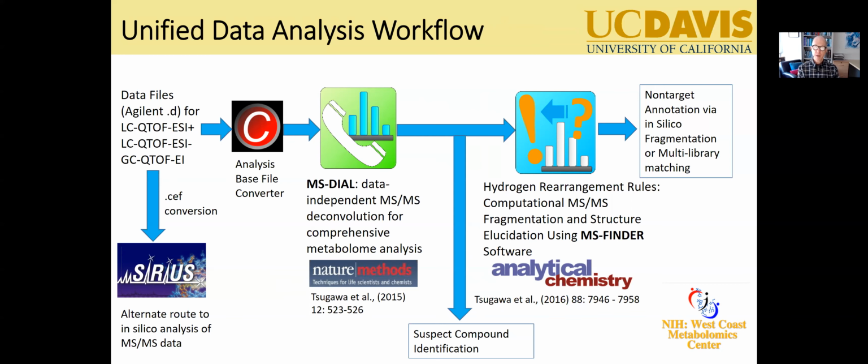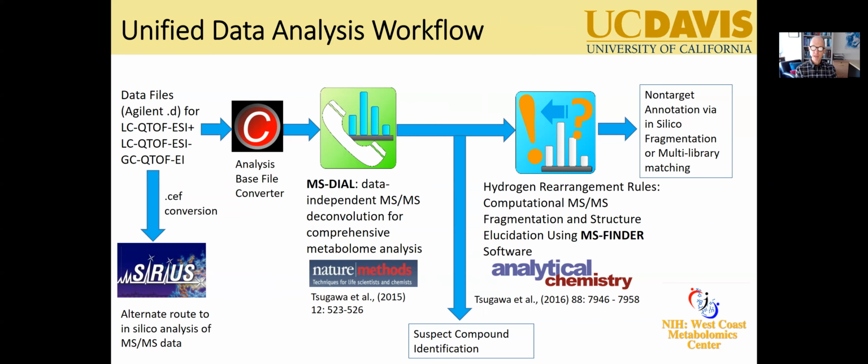MS-DIAL is a program that was initially developed in a collaboration between a Japanese institute and the UC Davis West Coast Metabolomics Center. And it aligns and deconvolutes the data. It's designed for metabolomics, but we use it for what you might think of as exposomics.